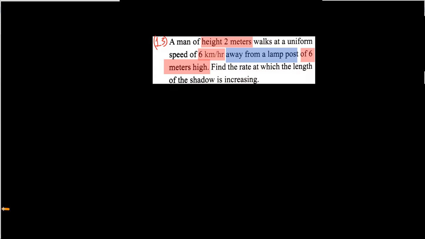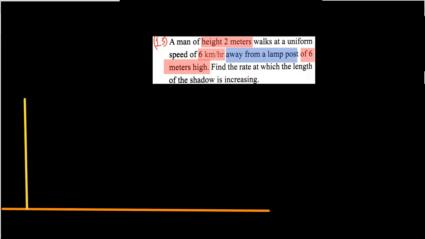Think this is our ground level. This is the ground. So on this ground, now think there is a lamppost here, and this is the lamppost. What is the height of the lamppost? It is given as 6 meters. The height of the lamppost is 6 meters. So here I write 6 meters.